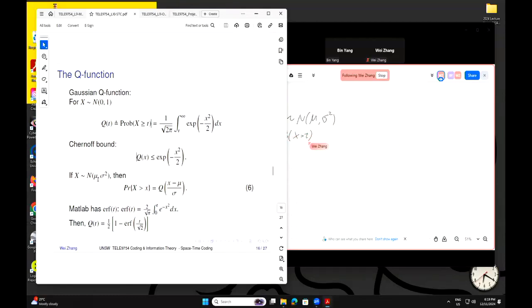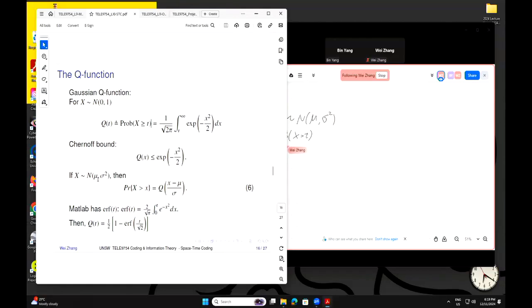Definitely it's not Q(t), right? Before, we got Q(t) on the condition that the Gaussian follows the normal distribution with zero mean and unit variance. But now its distribution has changed. So definitely it's not the Q function, so we need to make some equivalent change.